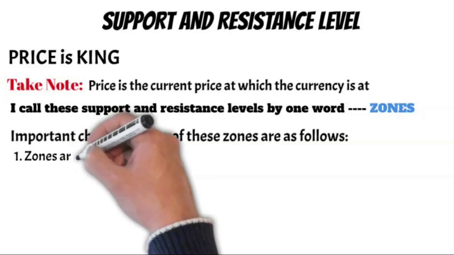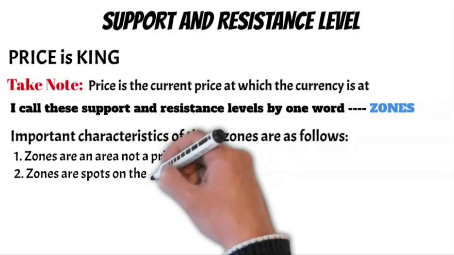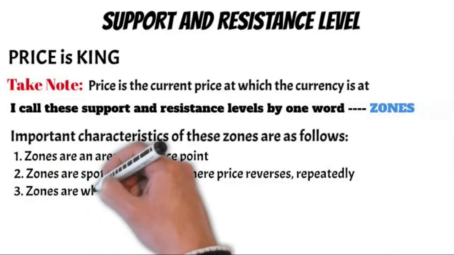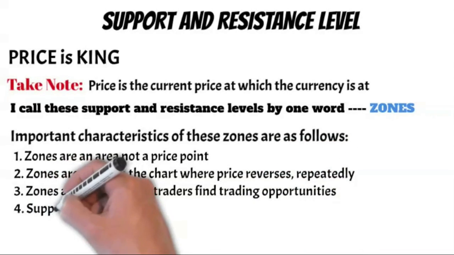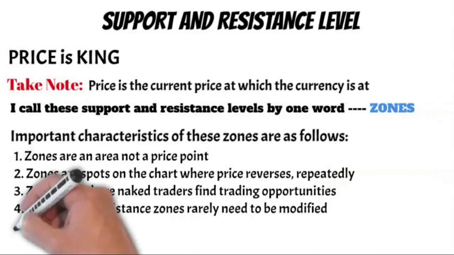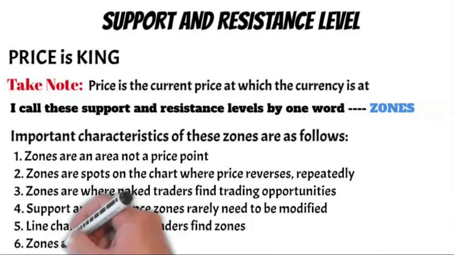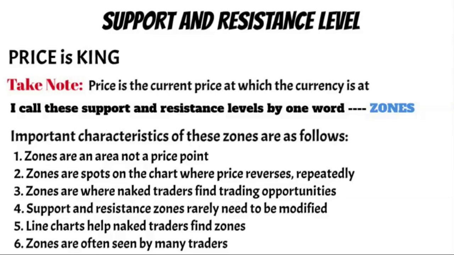1. Zones are an area and not a price point. The second, zones are spots on the chart where price reverses repeatedly. The third, zones are where naked traders find trading opportunities. The fourth, support and resistance zones rarely need to be modified. The fifth, line charts help naked traders find zones. The sixth, zones are often seen by many traders. Now, these are the 6 important characteristics of these zones.